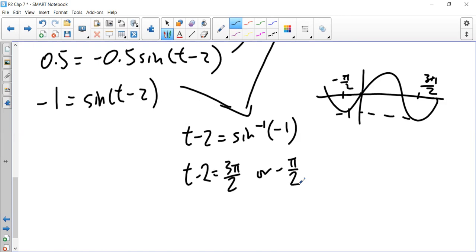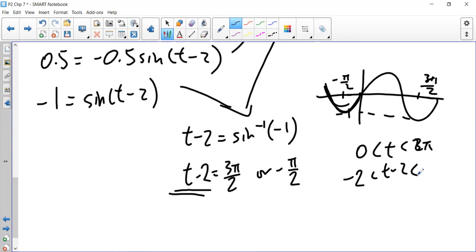So two values, basically using something similar to a CAST diagram, but it's not CAST, because with minus 1, the sine graph only touches minus 1 once every 360 degrees. The reason we have to look into the negative part of the graph is because of the minus 2. When you have minus 2, it means the graph has been moved to the right by 2. That means the original part that was in the negative now becomes positive. Remember that when t is between 0 and 2 pi, but with t minus 2, it becomes minus 2 to 2 pi minus 2. So there might be some answers in a negative region. When you see t minus something, be careful with that.